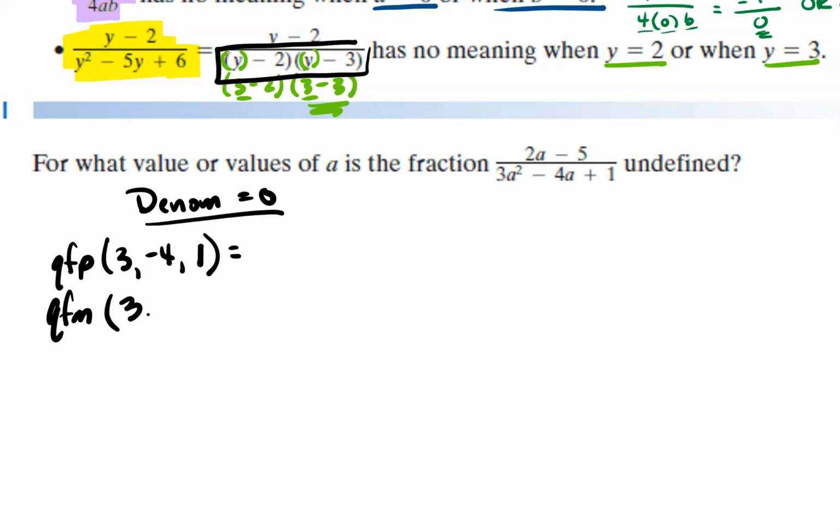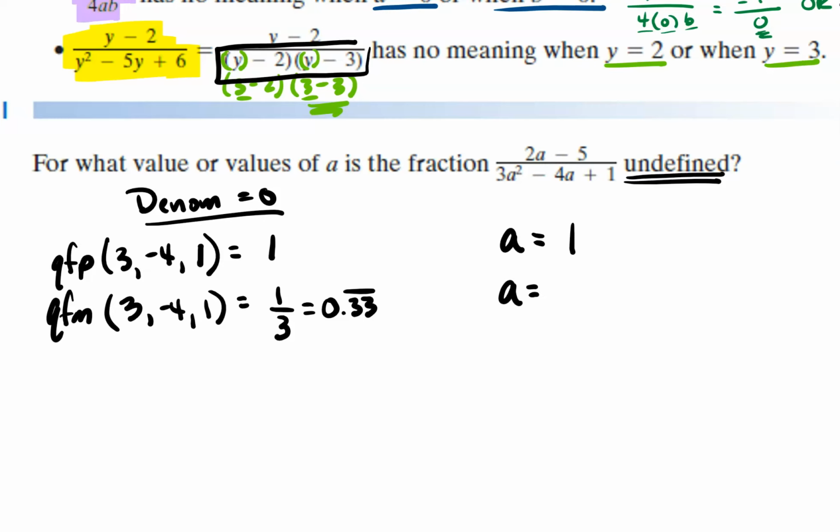That would be off limits, and then 3, -4, and 1 in QFM would produce the other result that's off limits. And when I say off limits, I mean that would be the number that makes this expression undefined. That would create a 0 in the denominator. Now, I used my calculator off screen, and my QFP calculation came out to be the number 1, and the QFM calculation came out to be 1/3, or 0.3 repeating.